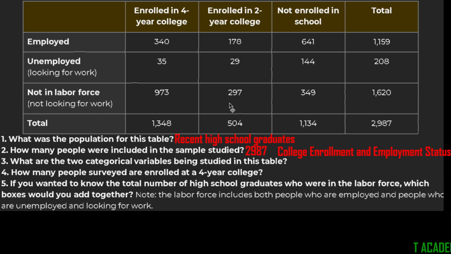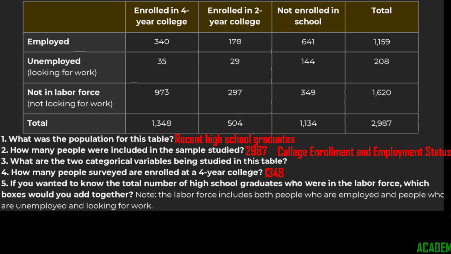Okay, for number 4, it says how many people surveyed are enrolled at a 4-year college. So I'd look at the column that says enrolled in 4-year college, and I'll look at the total. So the amount that goes with that is going to be 1,348. Then for number 5, it says if you wanted to know the total number of high school graduates who were in the labor force, which boxes would you add together?